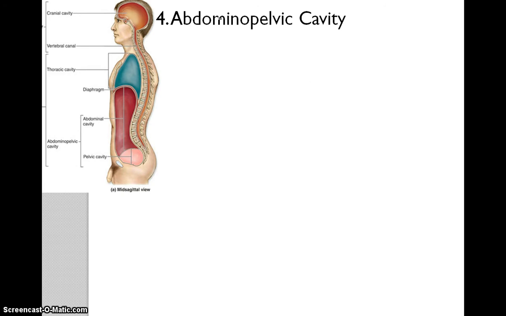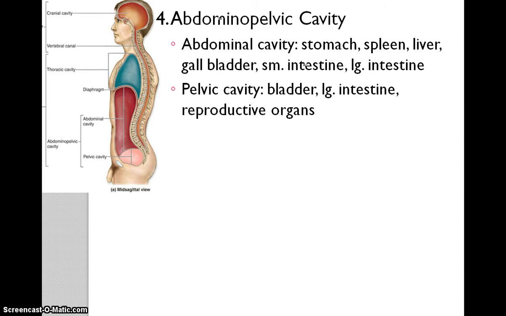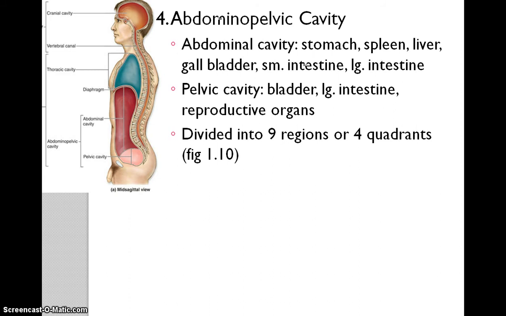Last, we have the abdominal pelvic cavity, which is seen in this picture as kind of red and pink. It includes 2 regions, the abdominal cavity, which would be the stomach, spleen, liver, many of those organs, digestive. And then the pelvic cavity below, which is pink. It includes bladder, large intestine, and the reproductive organs. We can take the abdominal pelvic cavity and divide it into smaller regions because there are so many organs that are found here. Your textbook shows this in figure 110.